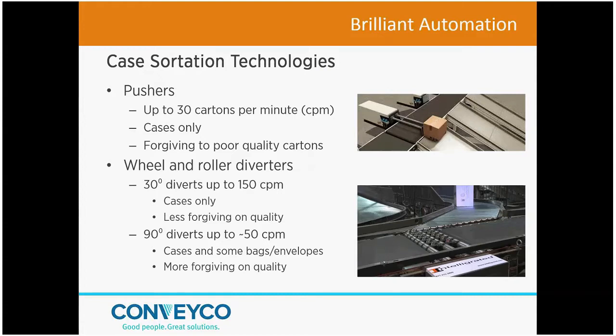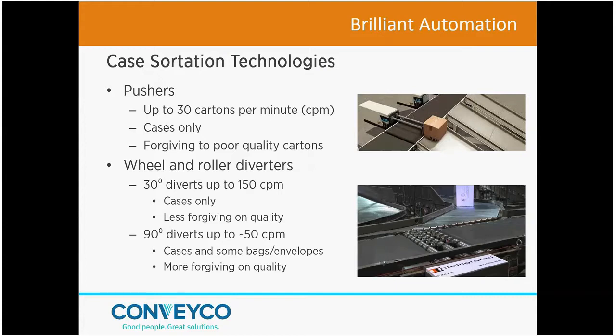If your cartons are very, very high quality, very evenly weighted, there are some wheel diverter sorters that can handle up to 150 cartons per minute. So if your product is closer to perfect than not, this might be a technology you would consider.